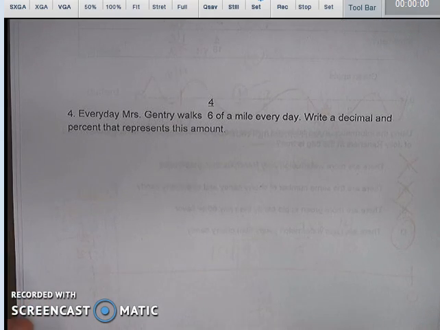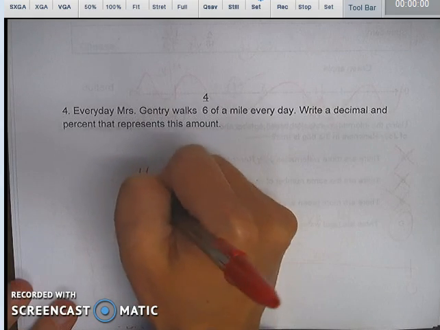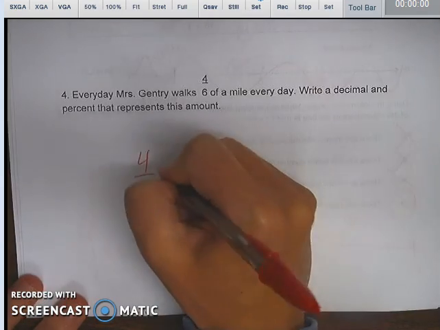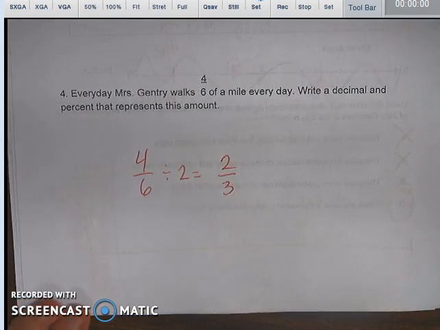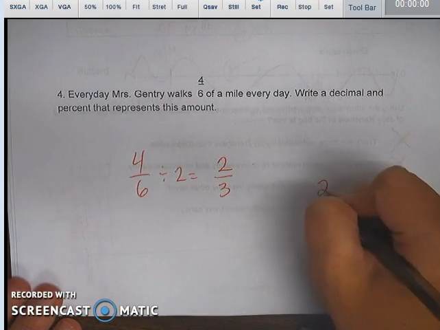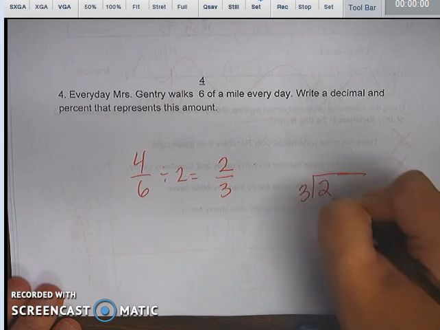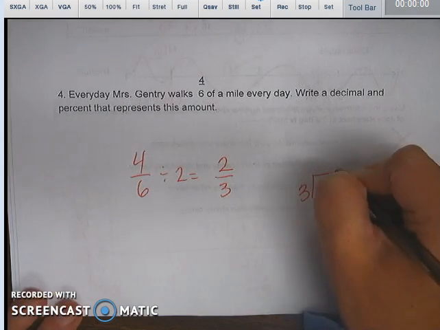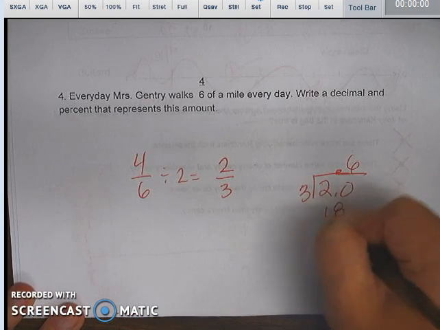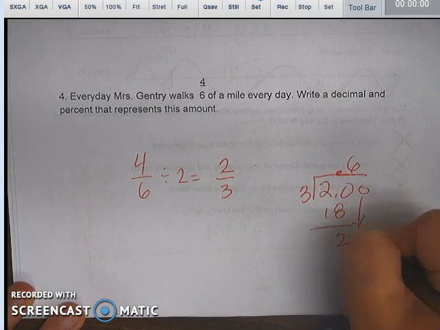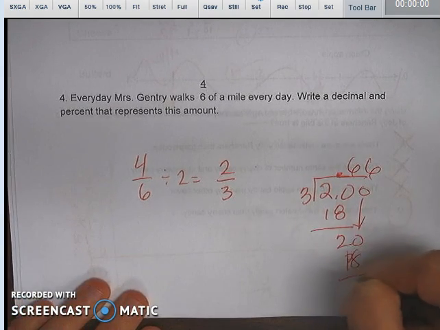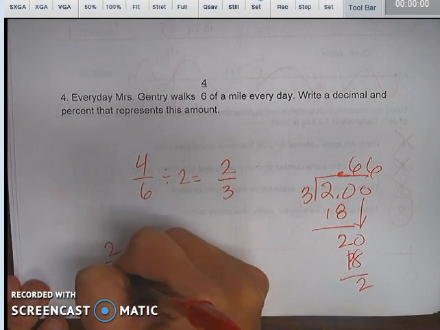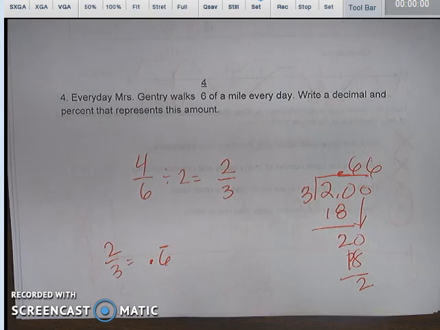Every day Miss Gentry walks 4/6 of a mile. Write a decimal and a percent that represent this amount. 4/6. Supposed to memorize this. This is going to divide by 2. You would get 2/3. If you don't have it memorized, divide it out. 2 divided by 3. What's going to happen? Look what happens. It just keeps repeating and keeps repeating. Okay? So 2/3 is 0.6 repeating.